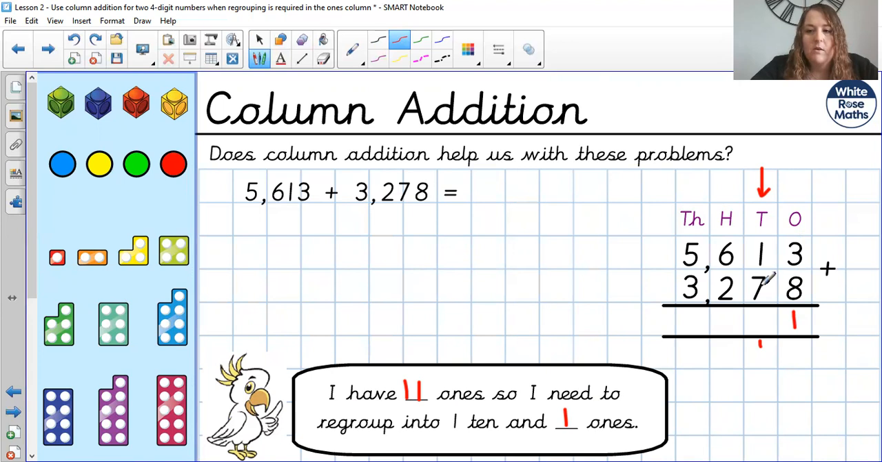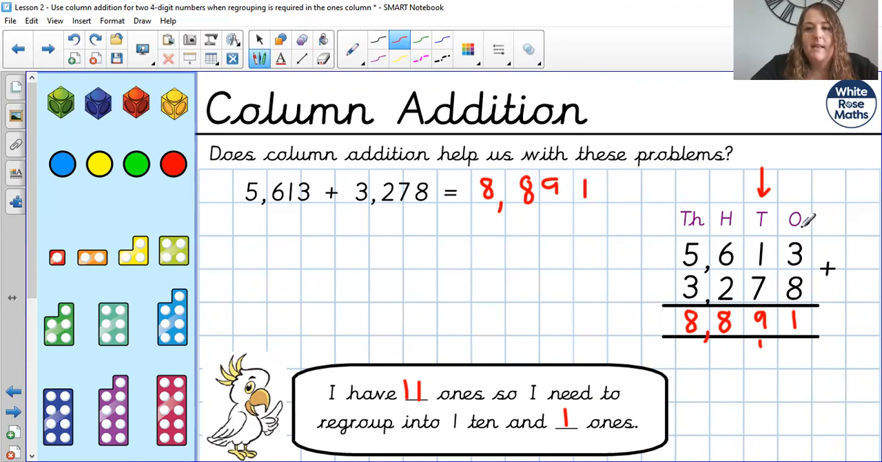1 add 7, which is 8. And I have to make sure I add this one in the tens as well, 9. Then I have my 6 add 2. And my 5 add 3. So my answer is 8,891.